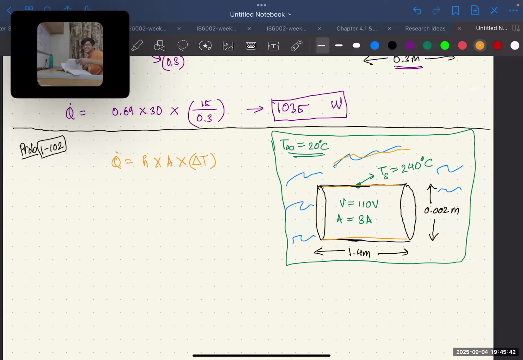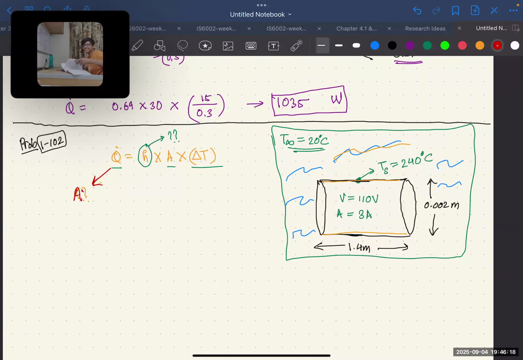What is Q dot? How do we get Q dot? Do we know Q dot? First of all, let's identify what they are asking us to calculate. They want us to calculate h. So essentially, we need all these three things: Q dot, A, and delta T. Now, what is Q dot? Q dot we can get from the resistance heating which is happening in the wire, from where the heat is getting generated. So essentially Q dot is A times V.